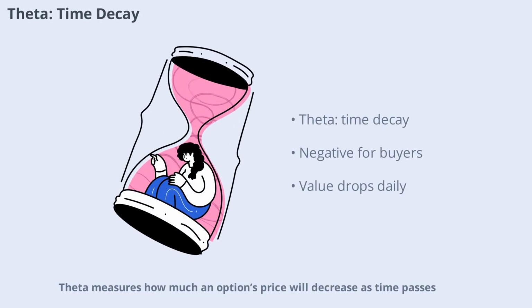Theta measures how much an option's price will decrease as time passes, assuming all other factors remain constant. This is known as time decay. For option buyers, theta is usually negative, meaning the option loses value each day. For sellers, theta is positive. For example, if theta is minus 0.05, the option premium will drop by 0.05 each day. Time decay accelerates as expiration approaches, making it a key consideration for traders.